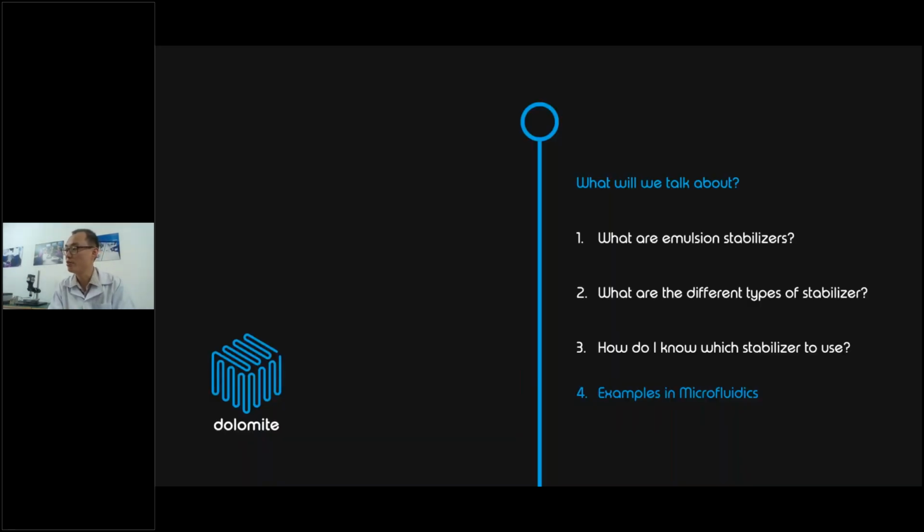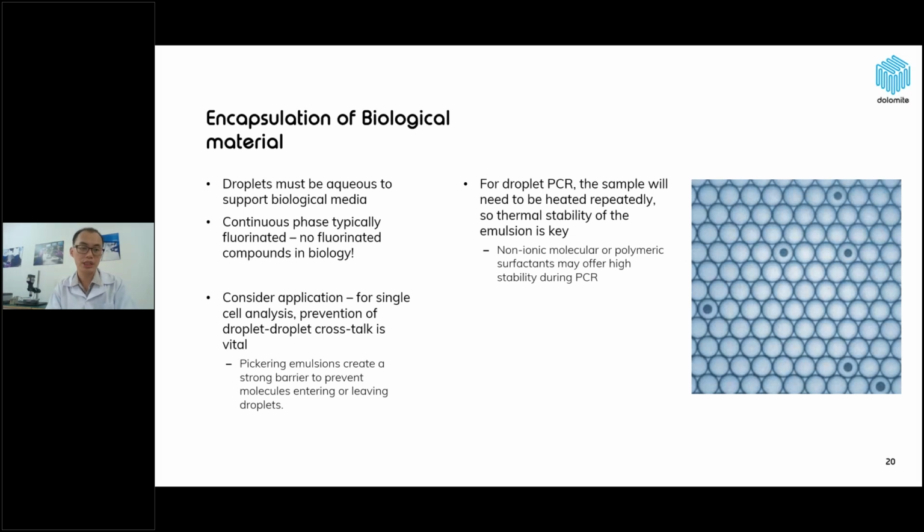So let's talk about some examples in microfluidics using surfactants. The first example is encapsulation of biological materials. In this case, the droplet must be aqueous because the biological media should be supported by the aqueous phase, and the continuous phase is typically fluorinated oil. We consider the application for single cell analysis, to prevent droplet crosstalk. In this case, we use the Pickering emulsion, which creates a strong barrier to prevent molecules entering or leaving the droplets. So it's a very useful surfactant for encapsulation of biological material.